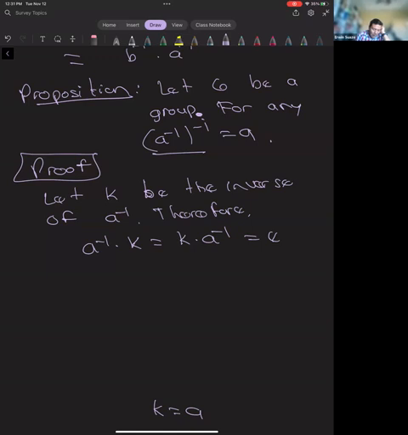Oh, no, but I want the inverse. This kind of looks not trivial, no? All these problems have the same thing, that they look trivial. So let's see. Let K be the inverse of A inverse. Therefore, A inverse K equals K times A inverse equals E. So what I want is K equals A. Okay, see, this is what I want.